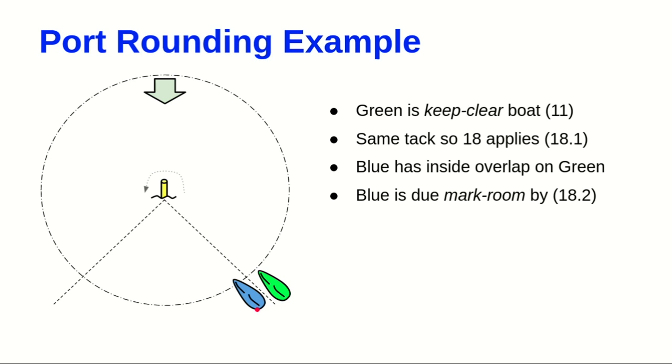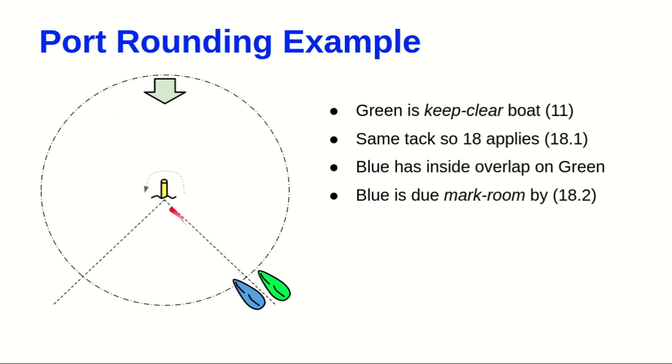Let's look at some examples to see what that means. Here we have two boats. Does 18 apply? Well, at least one of them is in the zone, and they're both on the same tack, so Rule 18 applies. Green is the keep clear boat, blue is the right of way boat, blue is inside to green, so therefore blue is due mark room by 18.2, which means green must go around the outside. Green must give blue mark room.